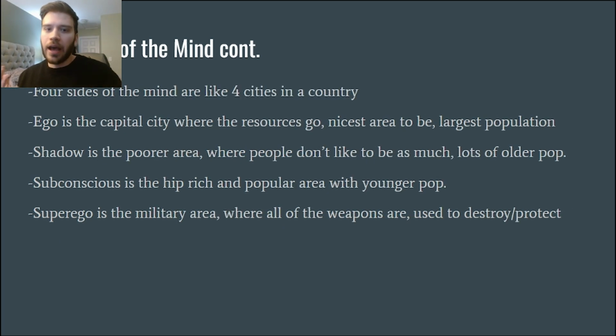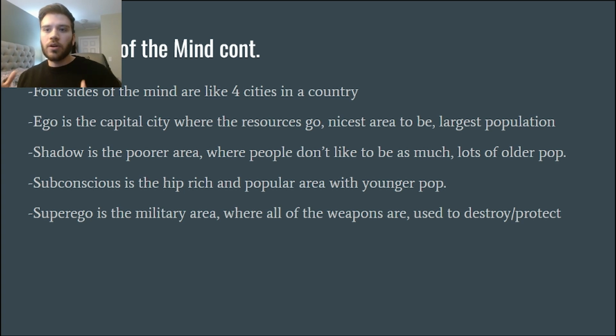So I'll go over some analogies for how to think of the four sides of the mind when it comes to your own brain. And these will be a little abstract, but let me know if this makes sense to you. So the four sides of the mind are kind of like four cities within a country or an area. The ego is the capital city. It's where all the resources go. It's the nicest area for the most part. It has a big population. It's where the economy is. It's kind of the center. It's the biggest city in this country.